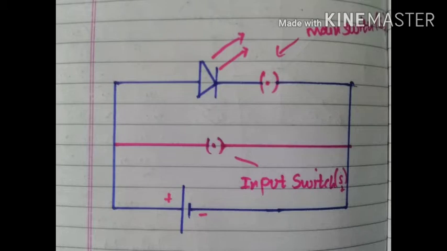Basically, when the main switch is on, the current flows through the LED, and the input switch is connected in parallel with the LED and the main switch setup. This parallel connection leads to some current flowing through the input switch. As it has less resistance, more current flows through the input switch and less current flows through the LED. Thus the LED turns off when you turn on the input switch. So this is the circuit functioning of the NOT gate.